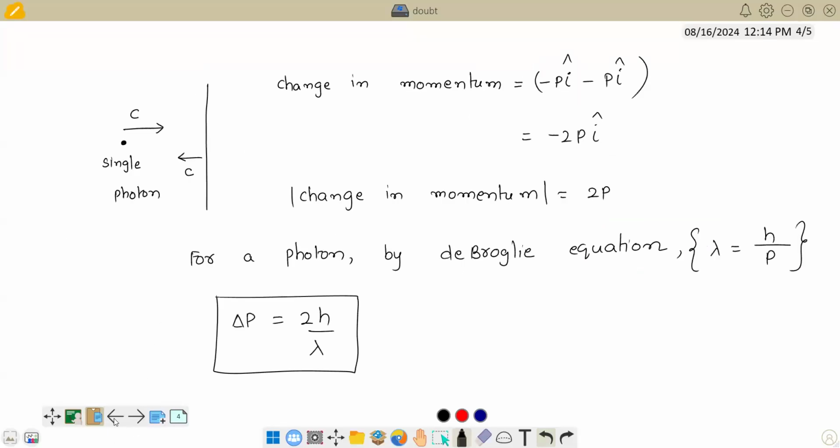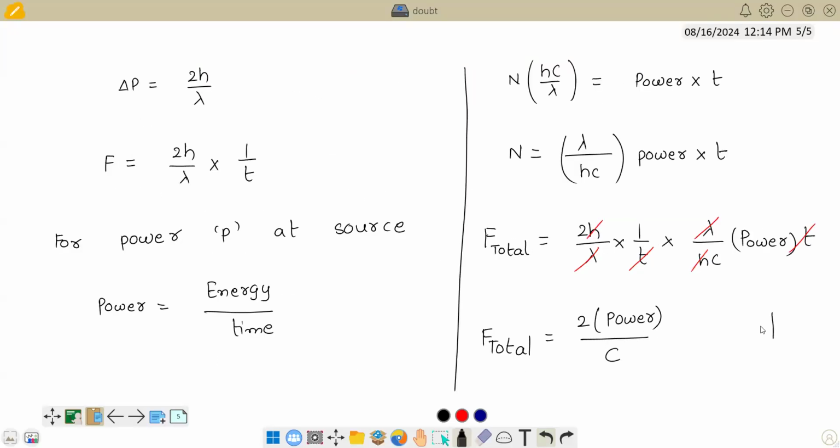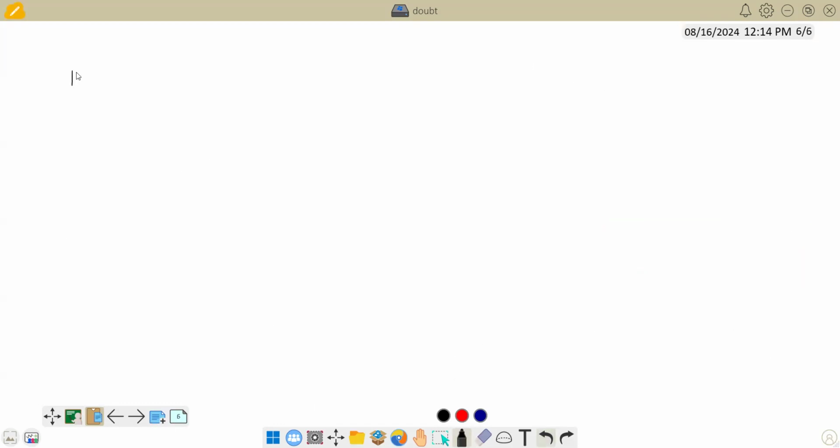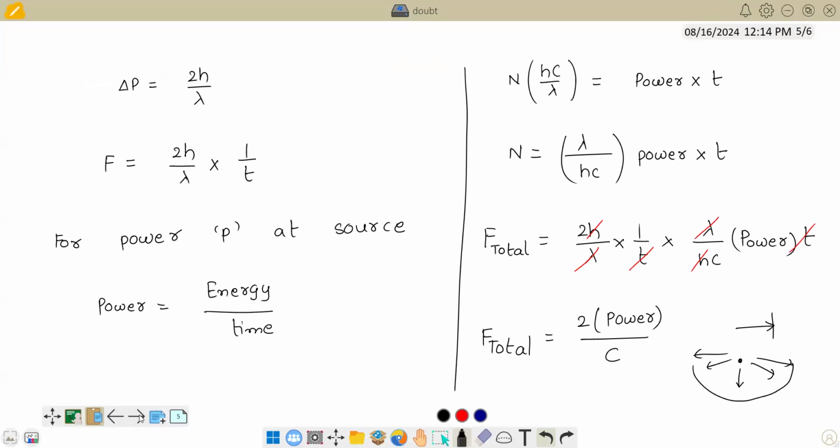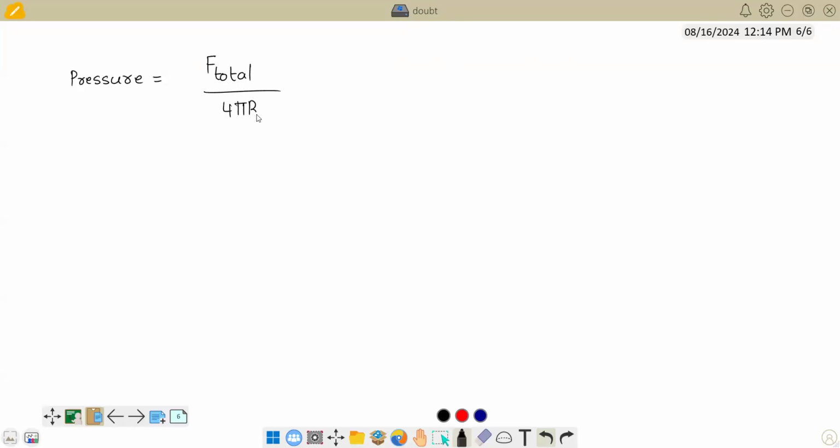Now, as you know, this force will be acting if the entire photons that got emitted hit a single point on a surface. But since this is a hemispherical one at a distance, this force will actually be spread evenly in all the directions. So we have to find what that spread would be. If we try to find the pressure acting, it would be F total divided by 4 pi r square, because this force is distributed over 4 pi r square area.